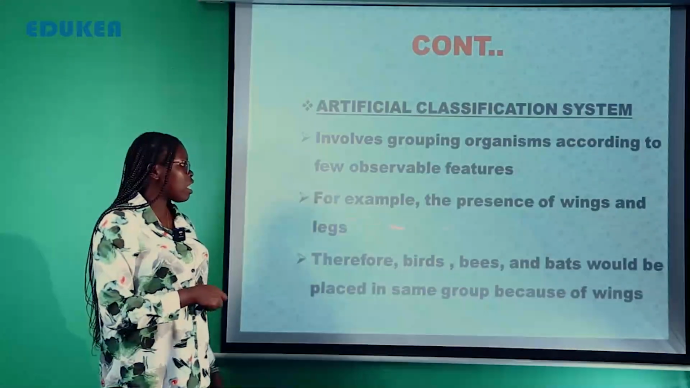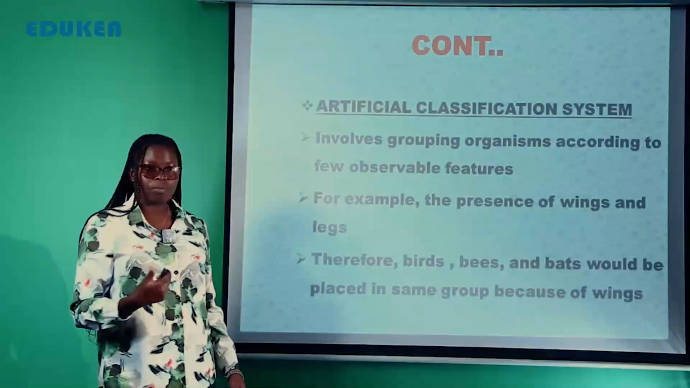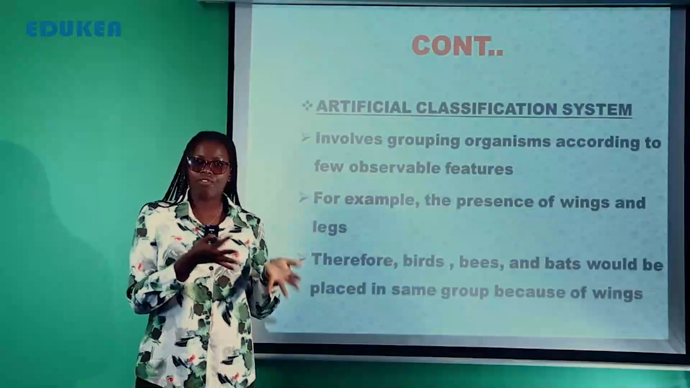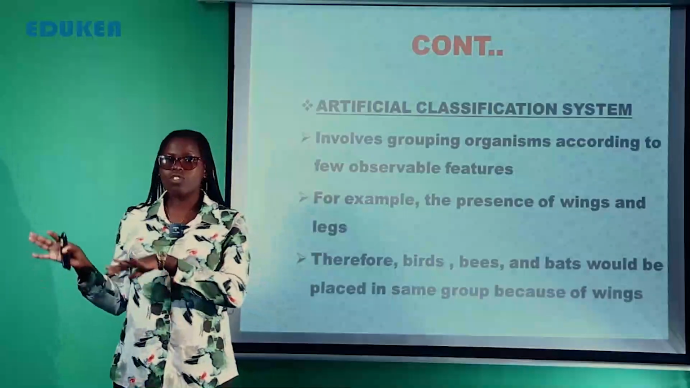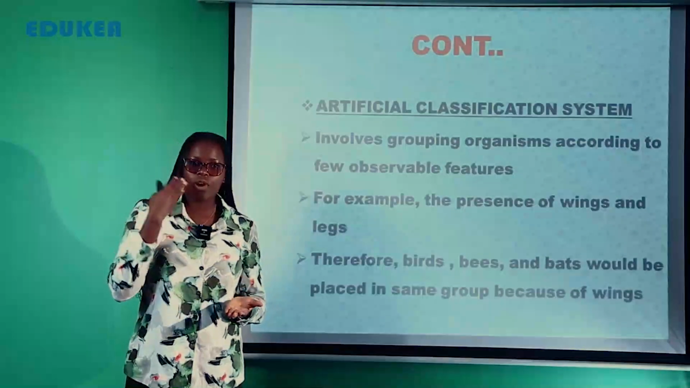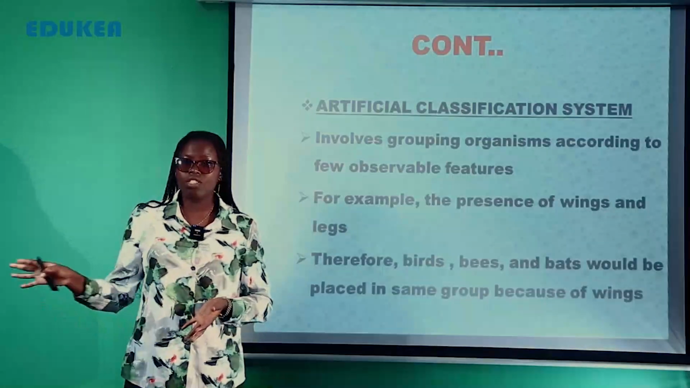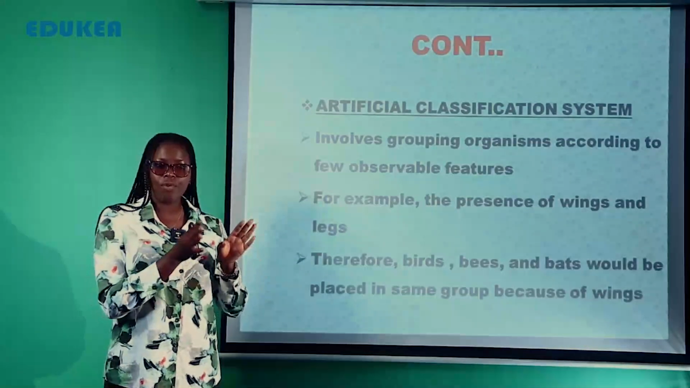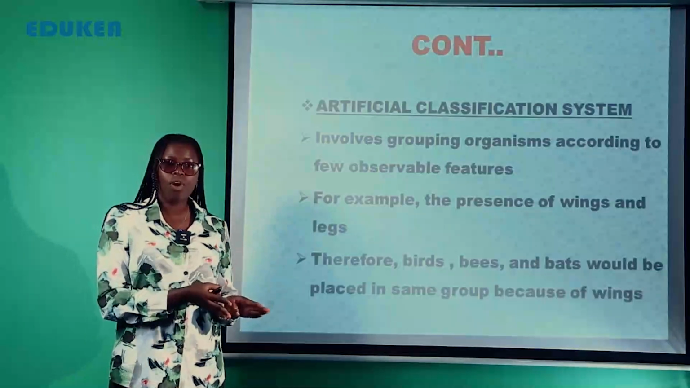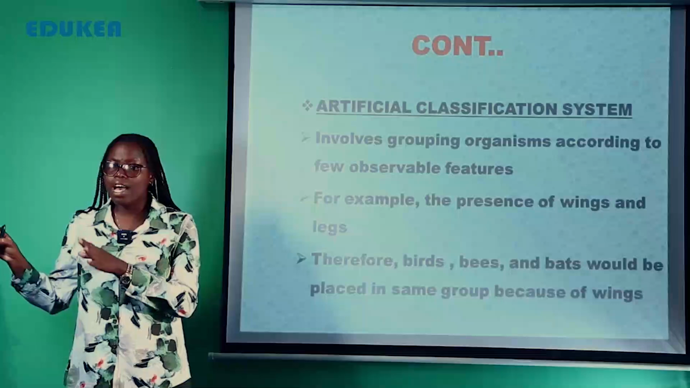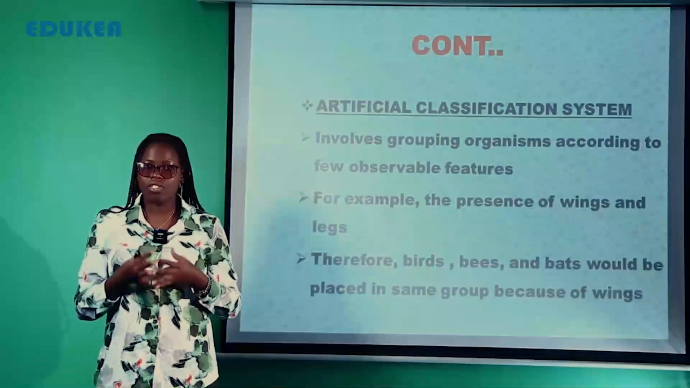For example, the presence of wings and legs. You can group organisms depending on those which have wings and those which do not have wings, wingless. Also, those having legs and those legless. So all organisms which have wings will be grouped in the same group. Also, organisms which lack wings will be grouped in another group. So that is how artificial classification works.